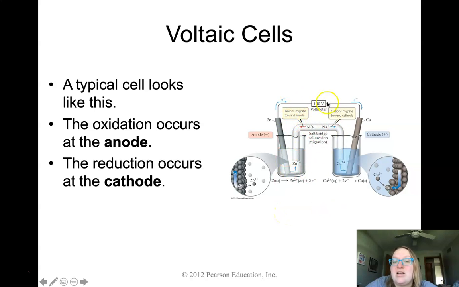This salt bridge is going to be there as kind of the completion of the overall reaction. So think of this like a circuit. In order for electrons to flow along a circuit, they have to be connected. And so electrons are going to move from the negative side.